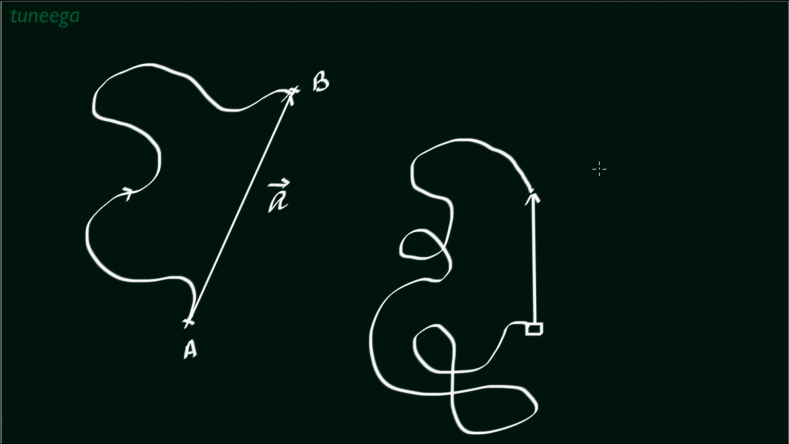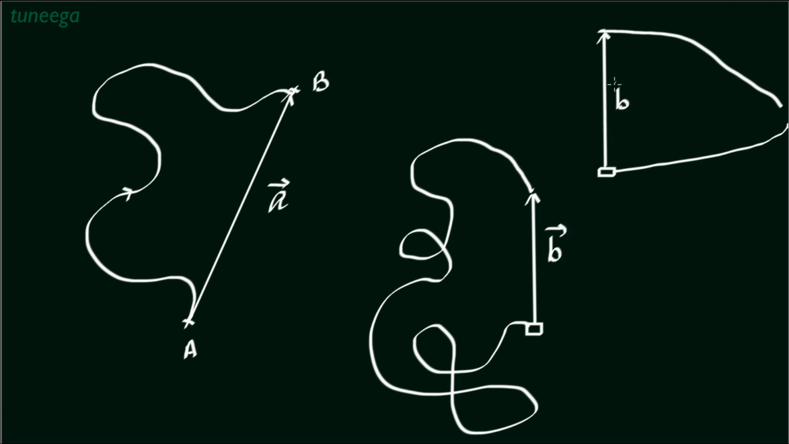Supposing I ask another student to displace his book by 1 meter north. Now this student could have gone to the edge of the galaxy and come back and placed the book 1 meter north of the starting point. So this is also a displacement 1 meter north. Notice that the 2 displacements start at different points, end at different points, but both are 1 meter north displacements. So if I call this displacement vector B, then this is also vector B. Both represent the same displacement 1 meter north.